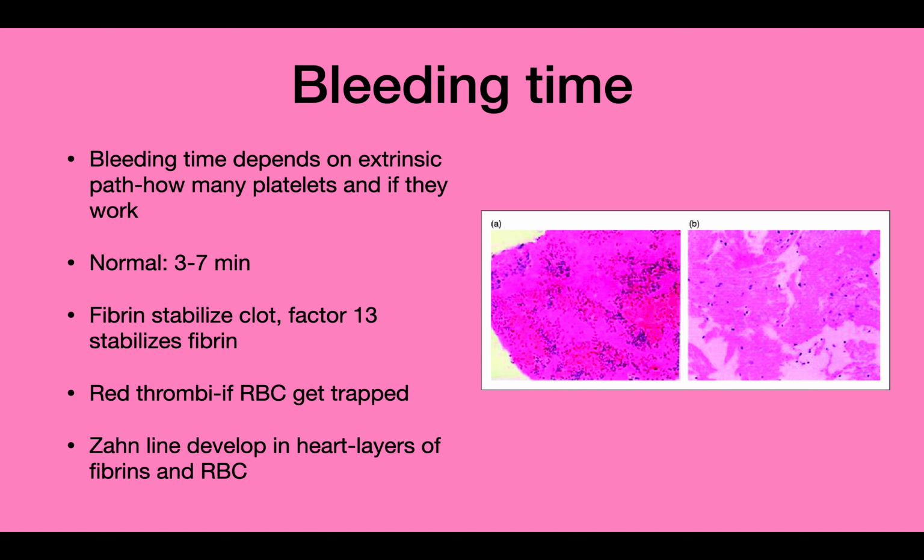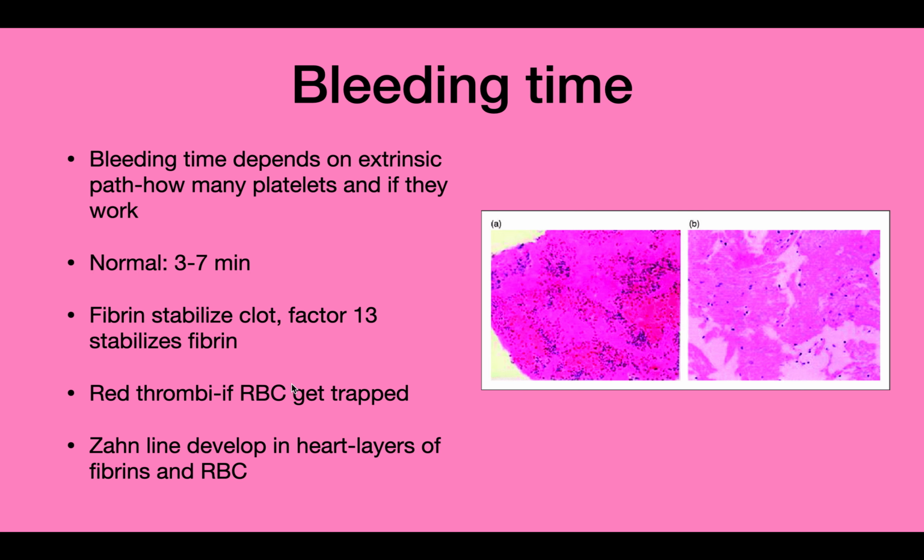Okay, bleeding time depends on how many platelets you have and if they work. Normally in a healthy person, about 3 to 7 minutes. First, fibrin has to stabilize the clot, and then factor 13 comes in, and that stabilizes fibrin.